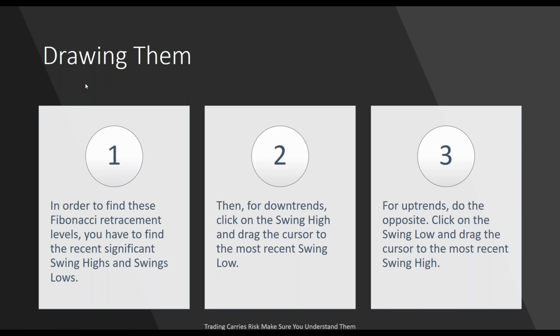Okay. So for a downtrend, we click on the swing high and drag the cursor to the most recent swing low. If we were looking at an uptrend, we would do the opposite. We would click on the swing low and drag the cursor to the most recent swing high.